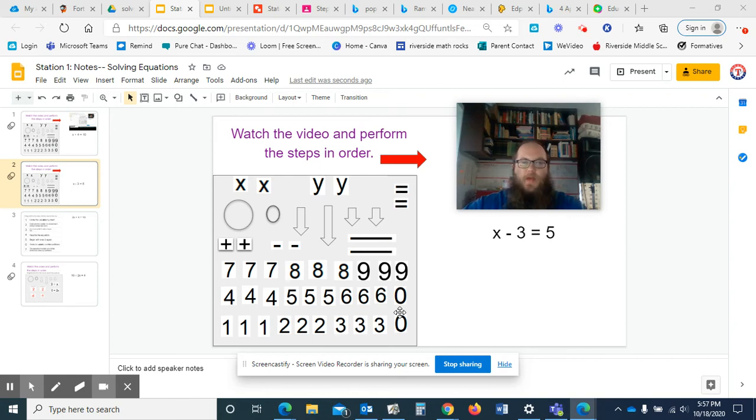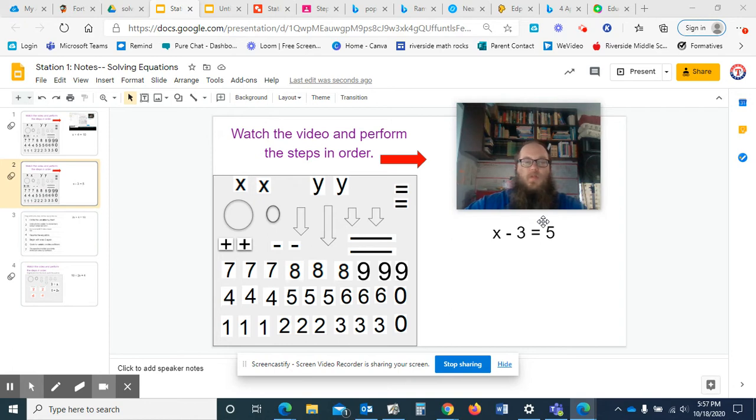Okay, so now we're going to look at a second example. This time it's going to be x minus 3 equals 5, which is going to be a little bit different than the previous example because now we're looking at a minus instead of addition. There's a couple of things we need to talk about beforehand, though.